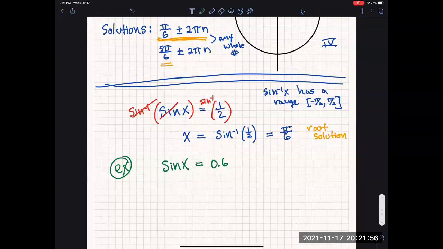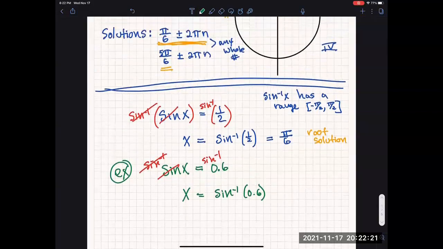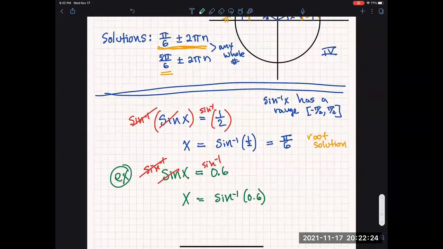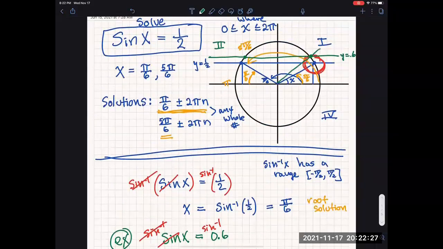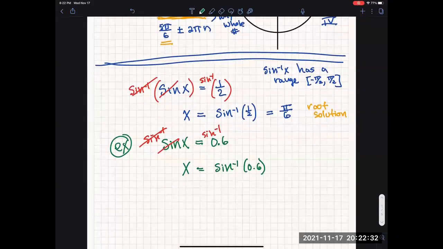So what I would do is I would still solve this equation by taking the sine inverse of both sides. And the sine and the sine inverse would cancel. And then what I would get is that x is equal to the inverse sine of 0.6. And I don't know what that number is. It's obviously something a little bit larger than pi over 6, because pi over 6 gives me 1/2. And if I increase the angle a little past pi over 6, I'll get up to 0.6 at some point. But at this point, let's just say that could then be punched into a calculator.